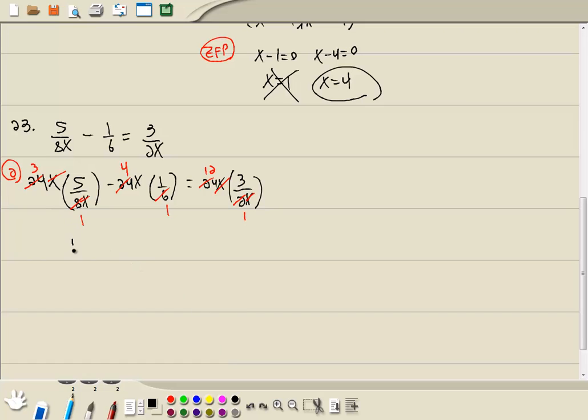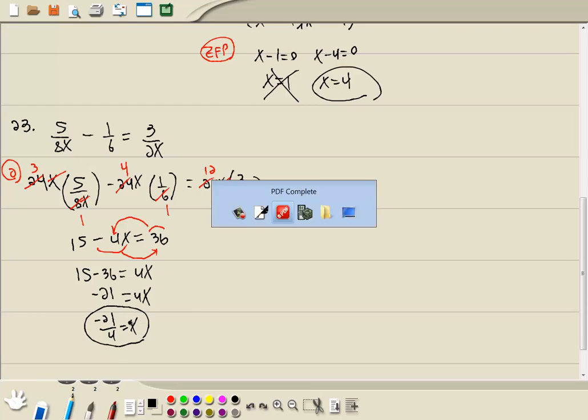So we're left with 3 times 5, which is 15, minus 4 times x, which is 4x, equals 12 times 3, which is 36. Get everything with an x on one side, numbers on the other. So take negative 4x over, take 36 over here. So we've got 15 minus 36 equals 4x. What was that, negative 21? Yeah, negative 21 equals 4x. Then divide both sides by 4. And we got x is equal to negative 21 over 4.